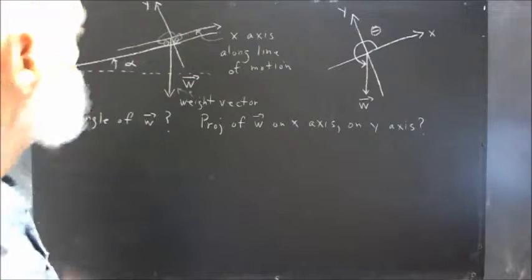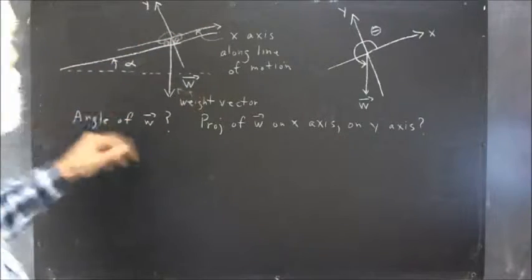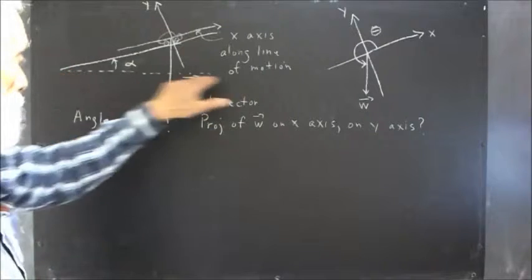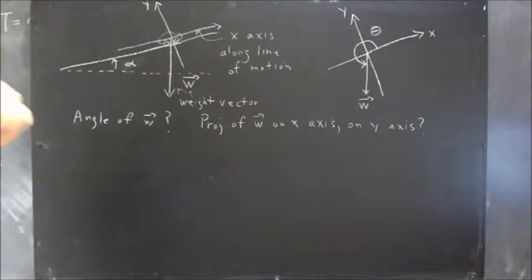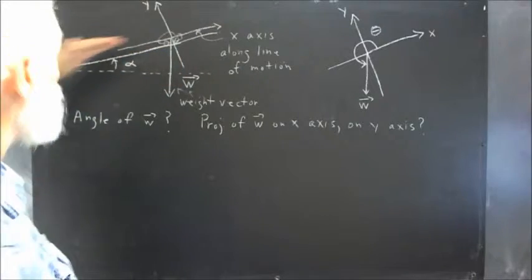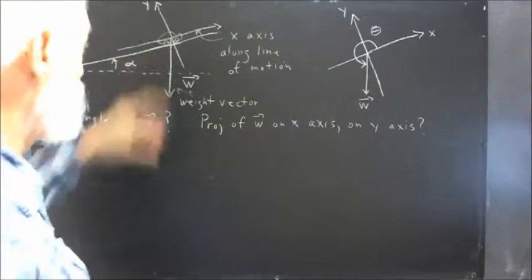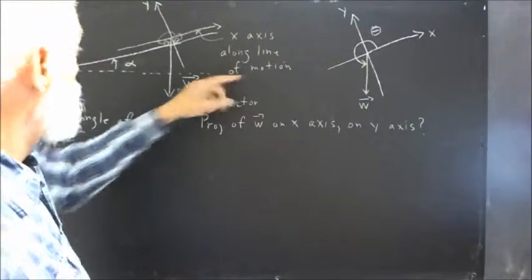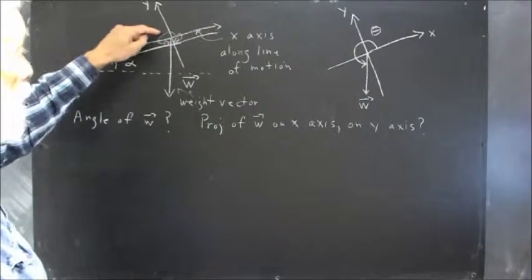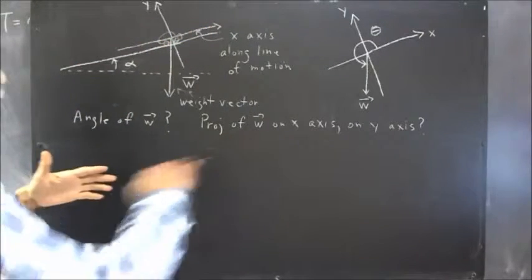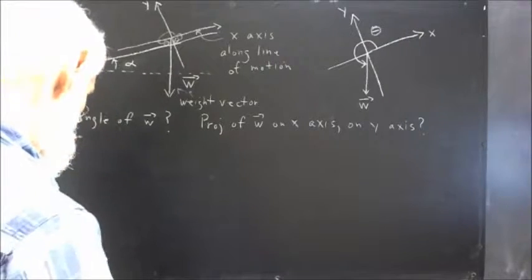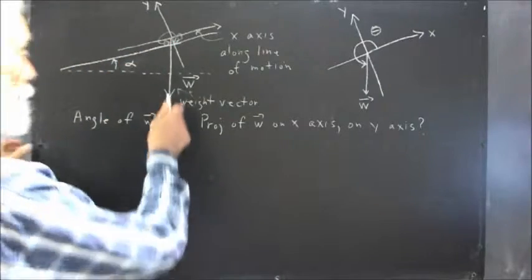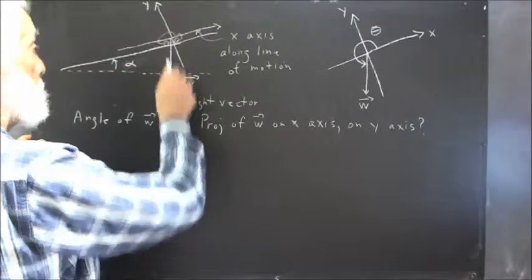Here we have a crude picture representing an incline at angle of elevation alpha, that is angle alpha above the horizontal, this dotted line being implicitly horizontal, and a right-hand XY coordinate system, with the x-axis along the line of motion of a car that moves up or down the incline. Now the weight of the car is represented by this weight vector here.